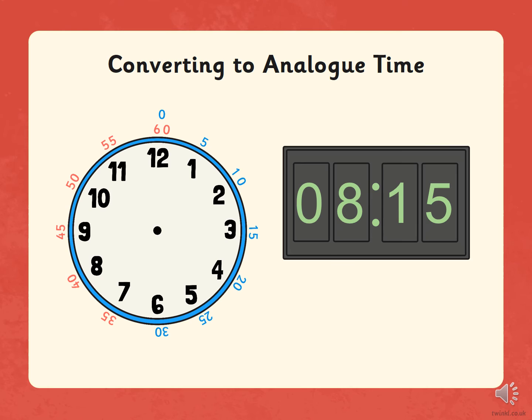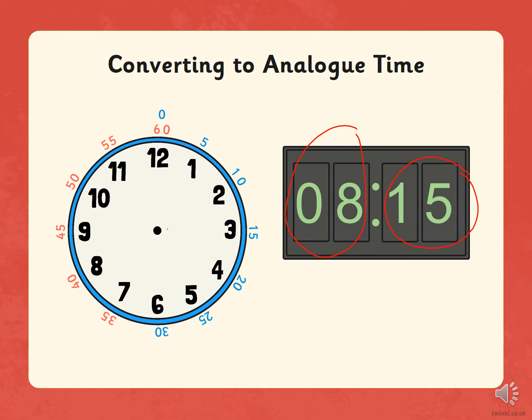The other way of doing this is converting from digital time back to analog time. So you do the same thing but in reverse. So we're going to have a look first of all at our hours here, and we can see that it says 08. So the hour hand is going to be near the 8. We need to have a look at our minutes on the digital clock to see how close it's going to be to the 8. So we've got 15 minutes.